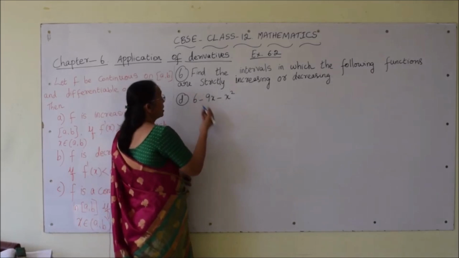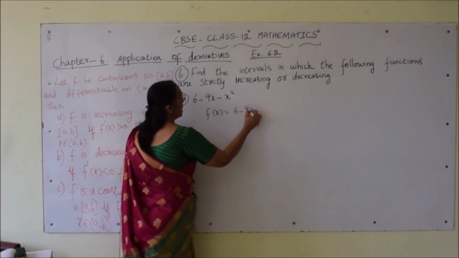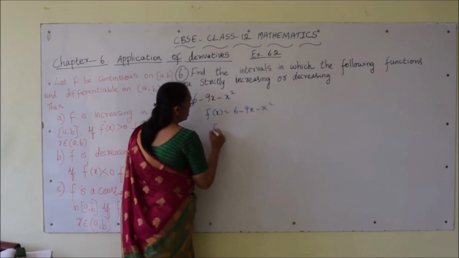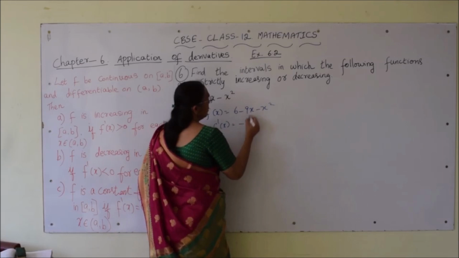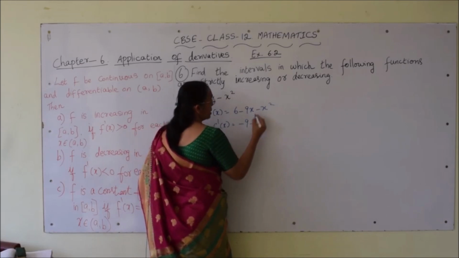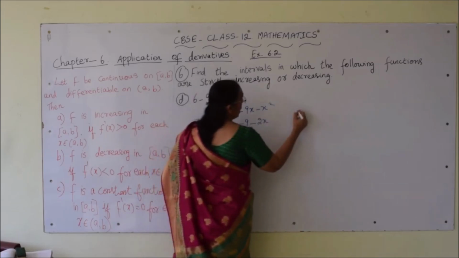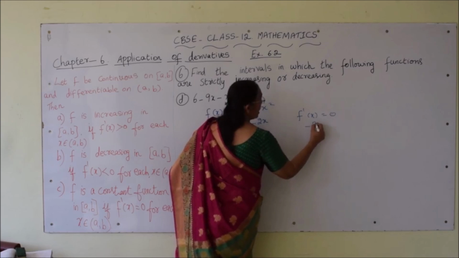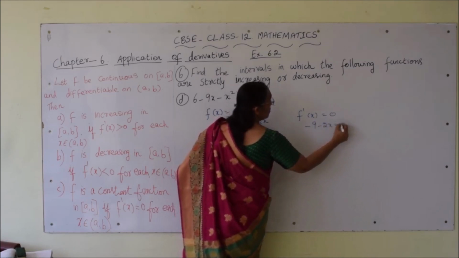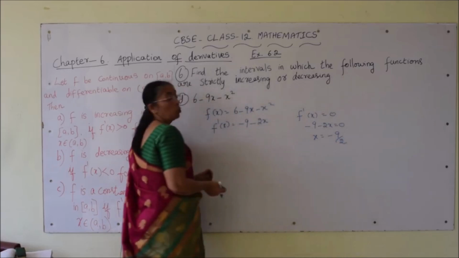Problem D, 6th D bit. f of x is given as 6 minus 9x minus x square. So our f dash of x is: differentiation of 6 is 0, differentiation of minus 9x is minus 9, differentiation of x square is 2x. Now for the turning points, equating f dash of x to 0, minus 9 minus 2x is equal to 0, which implies x is equal to negative 9 over 2.